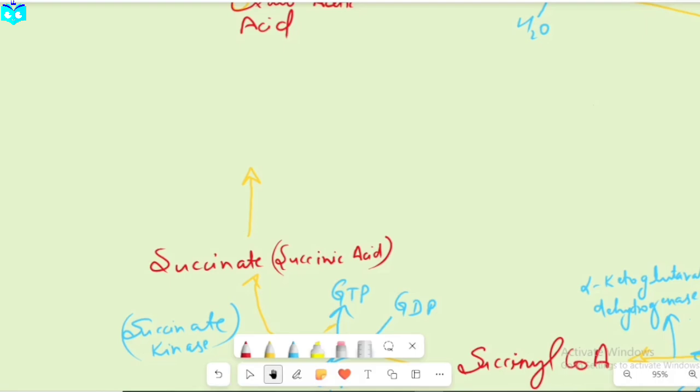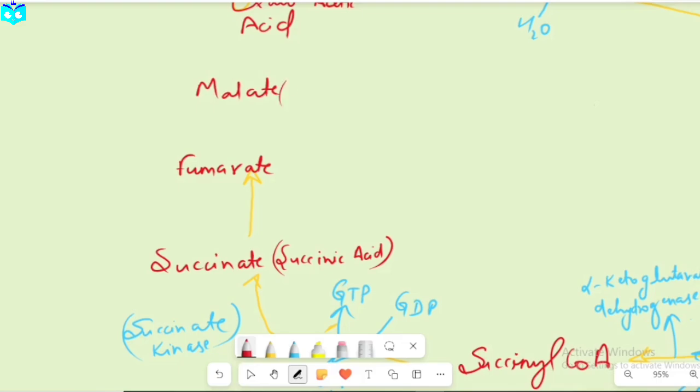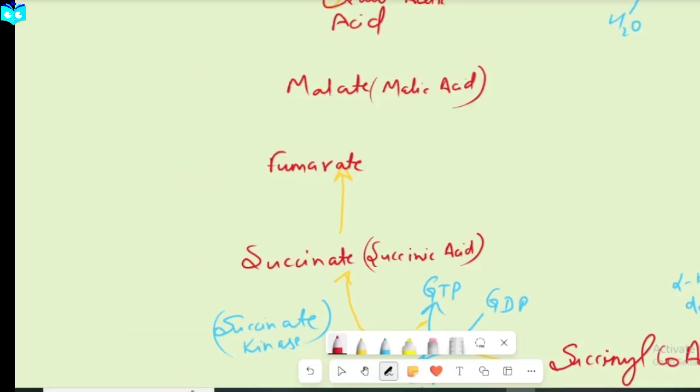Now this succinate gets converted into fumarate, also known as fumaric acid, and this fumarate forms malate, also known as malic acid, and this malic acid at last forms the oxaloacetic acid.